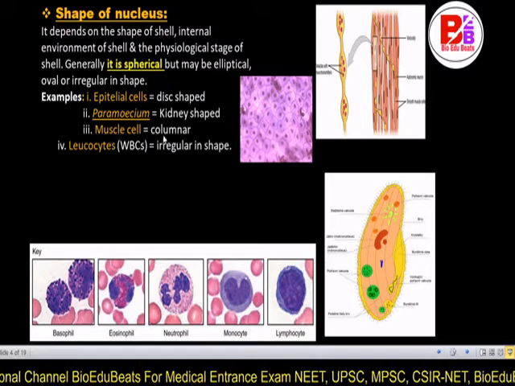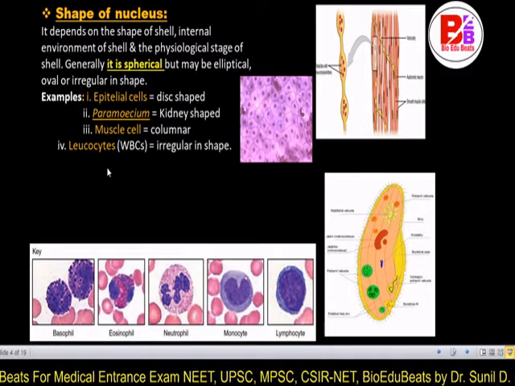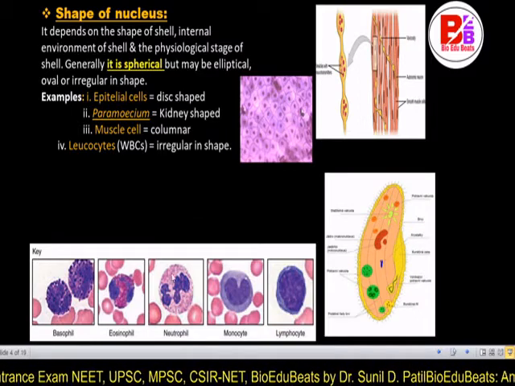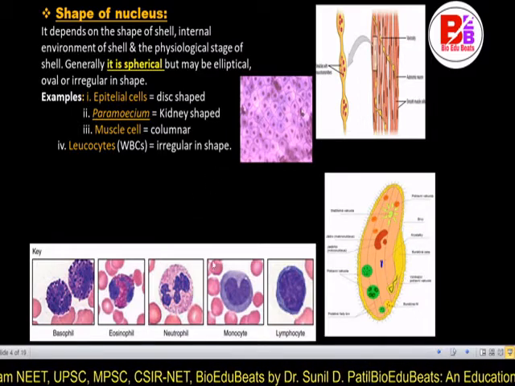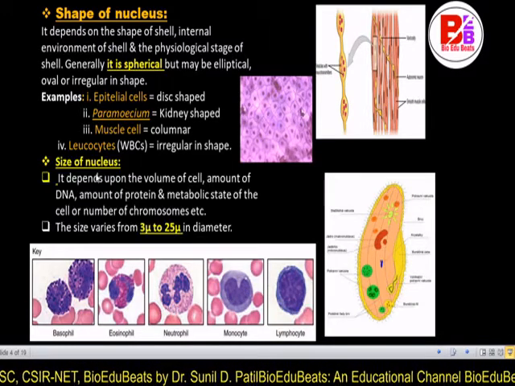Then in muscle cells, the nuclei are columnar. In the leukocytes, the WBCs, you can see the nuclei are irregular in shape, or multilobed nuclei are found. Bilobed nuclei are found in the white blood cells.